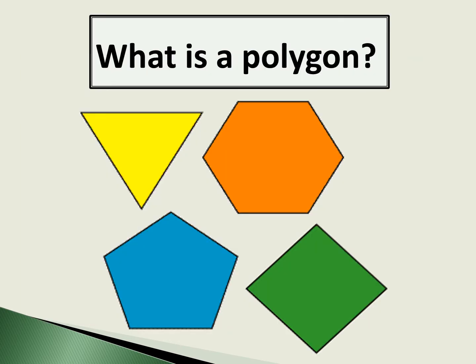The first thing that we are going to talk about is what a polygon is. A polygon is a flat figure that is made up of straight lines and is enclosed. All the lines are connected with each other and it has three or more sides.